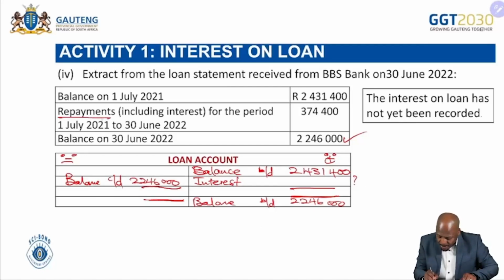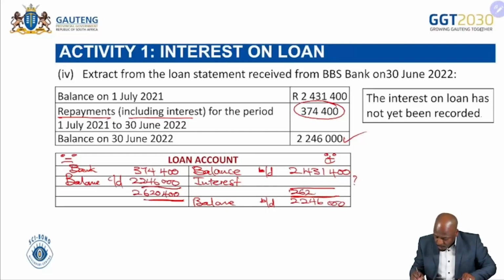But we've been told that the repayments that include interest are 374,400. So I'm going to come here and call it repayments. I'm going to say bank, and then I'm going to have my 374,400. If I'm to close this up, you look for the side with the highest amount. Obviously, it's a ledger account, remember. So you're going to say the 374,400 plus the 2,246,000. You're going to have your 2,620,400. You should verify this on your calculator. Then you say 2,620,400 subtract your 2,431,400. That should give you interest. Please give it to me. How much are you getting? Thank you so much. Someone is saying 189,000. You get interest of 189,000.